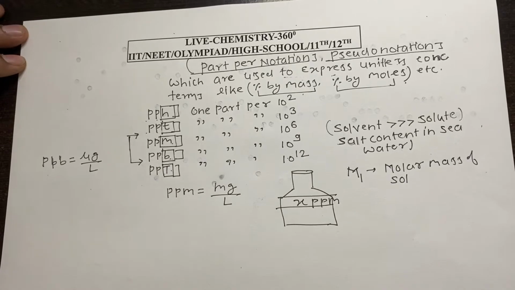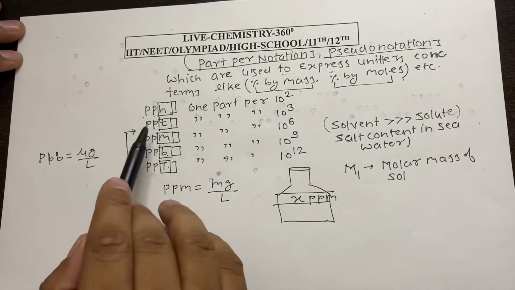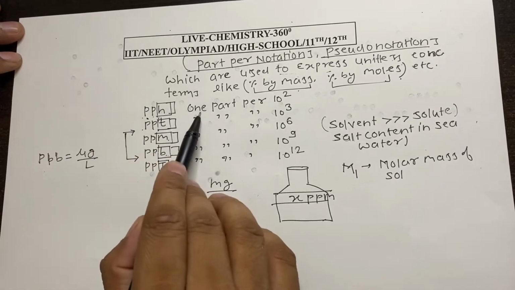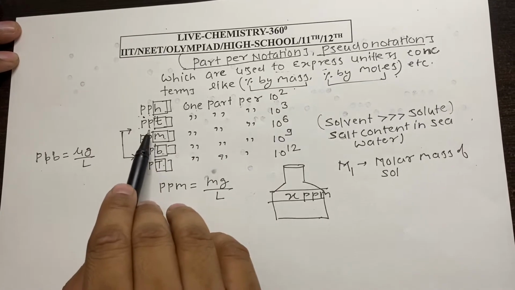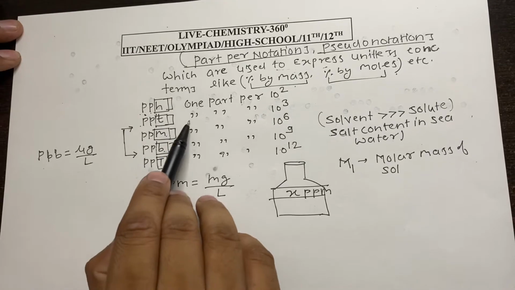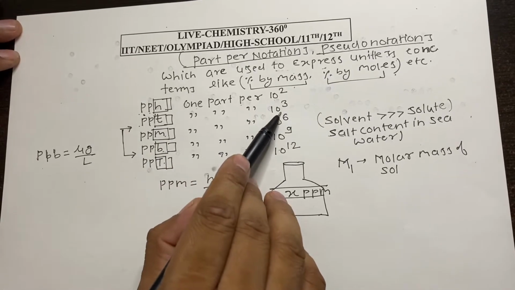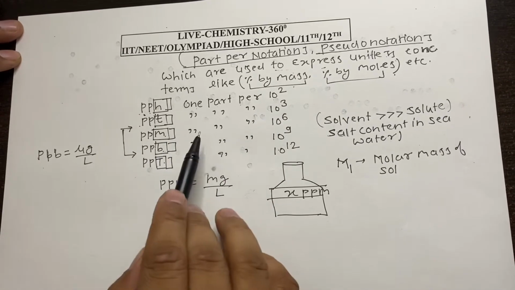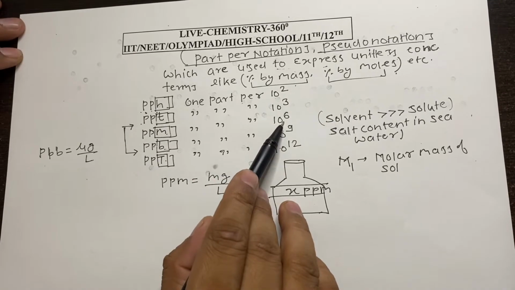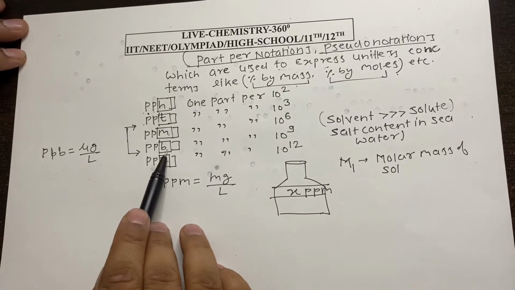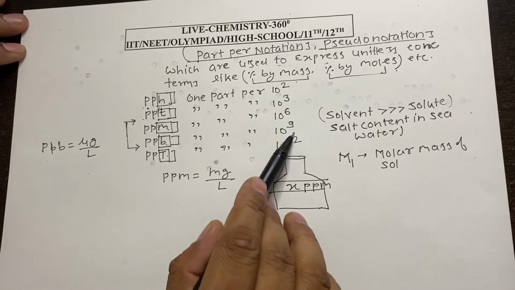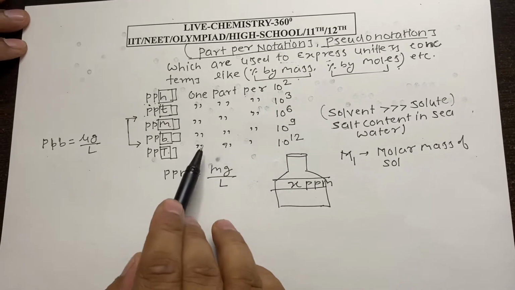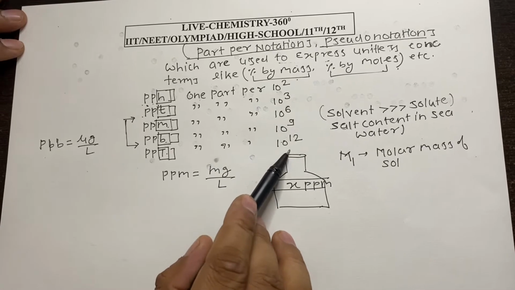So how can we explain these concentration terms? Parts per 100 means 1 part per 100 gram, and likewise parts per 1000 means 1 part per 1000 gram. Parts per million means 1 part per 10 to the power 6, parts per billion means 1 part per 10 to the power 9, and in the same way, parts per trillion means 1 part per 10 to the power 12.